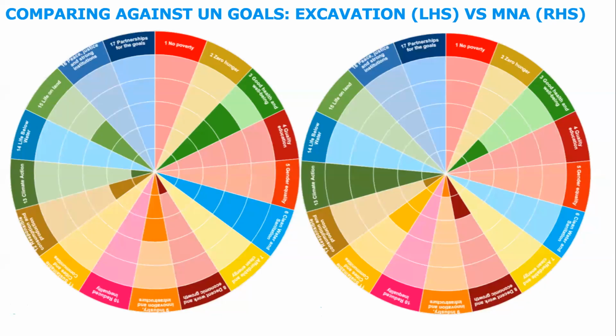Next, we have excavation on the left versus M&A on the right. Now this time you see the stronger contribution to mitigation of climate change by M&A, dark green 9 o'clock, but note that for number 6, clean water and sanitation, blue at around 4 o'clock, excavation and oxygenation makes a better contribution by providing a more thorough cleanup.